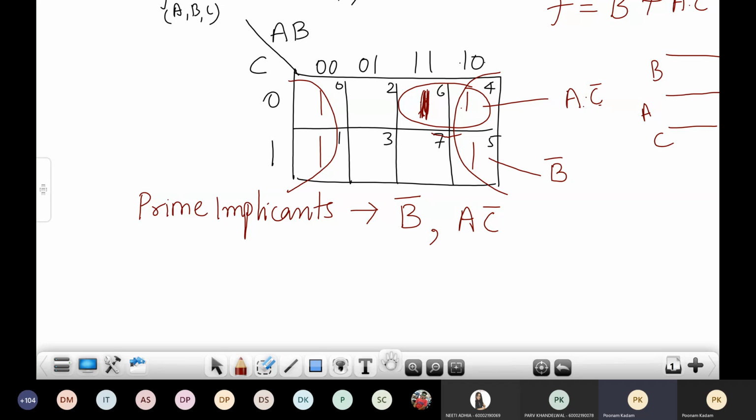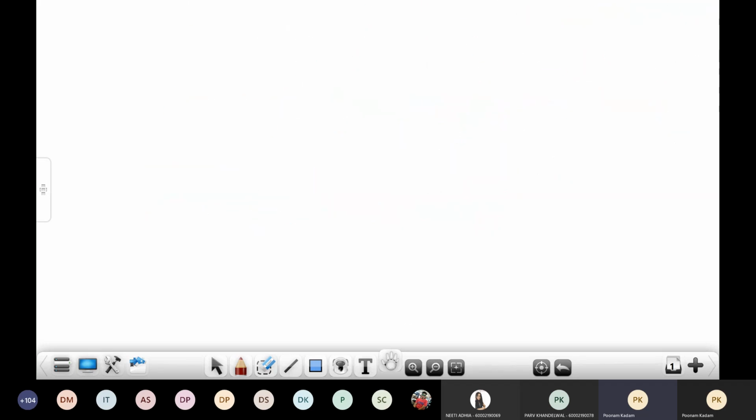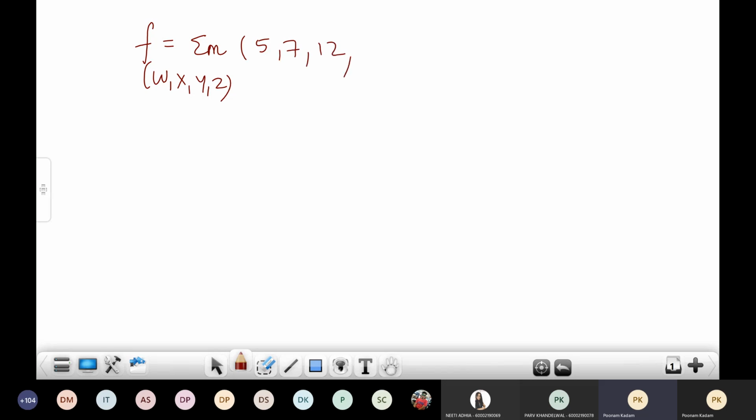Okay, but let me take one more simple example before I proceed to some complex problems. So let's say one more problem I'll take. It's now a 4 variable function. Let's say W, X, Y, Z are the variables of this function. And the function is, let's say, 5, 7, 12, 13, 14, and 15. This is the function.